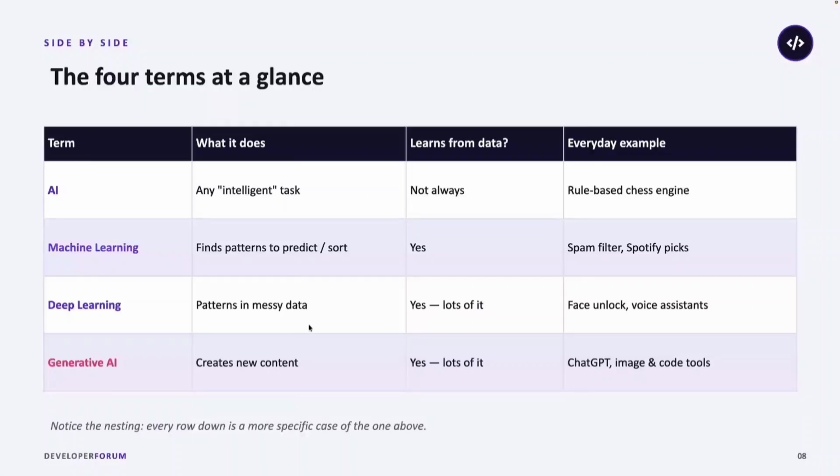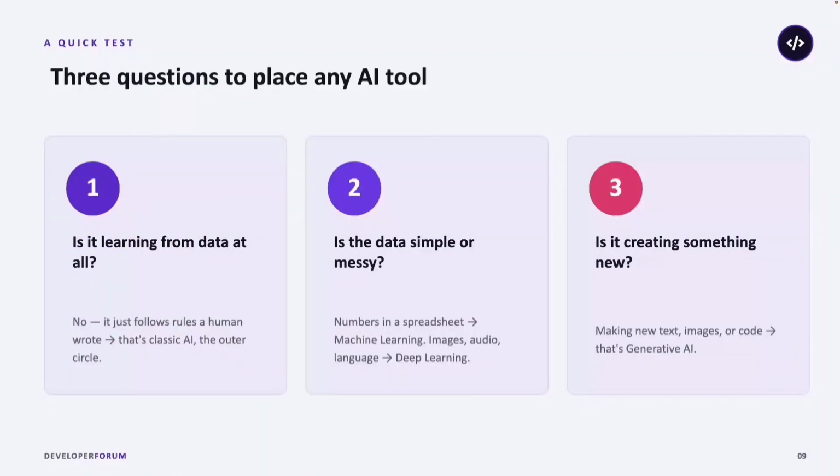And the third question: is it creating something new, like text, images, code? If yes, that's generative AI, basically. So three questions: learning from data, messy data, or creating something new. That's all you need to place almost anything you come across.